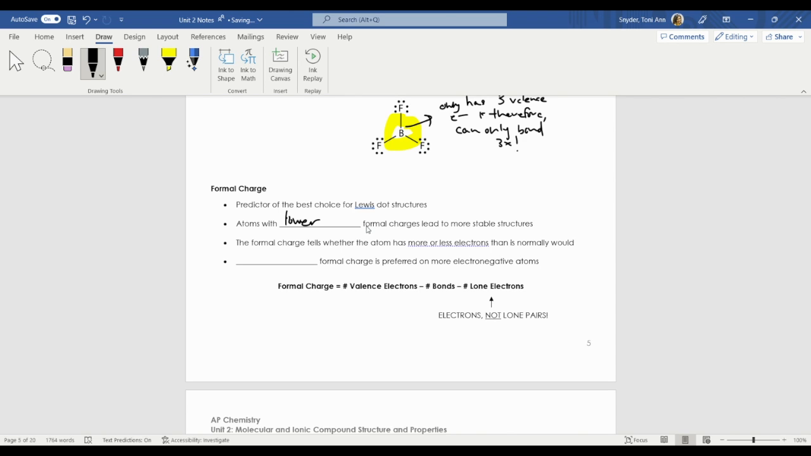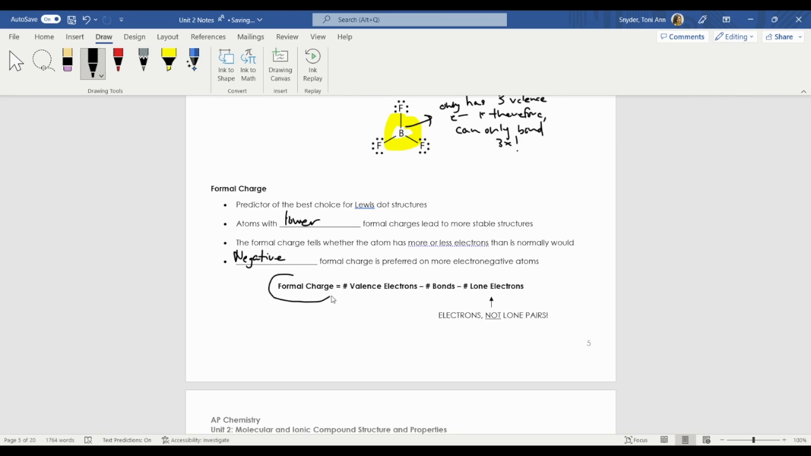And the formal charge is going to tell us whether the atom has more or less electrons than it normally would. And typically, your negative formal charge is preferred on more electronegative atoms. So those electronegative atoms, of course, want electrons more. So in that case, if it has a negative formal charge, that means it has more electrons than it technically should. So there's a very easy equation. It's not even an equation. It's just how to calculate the formal charge.